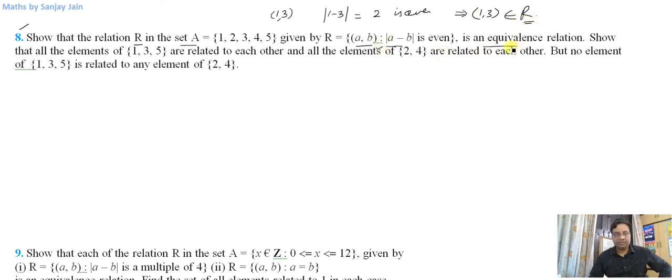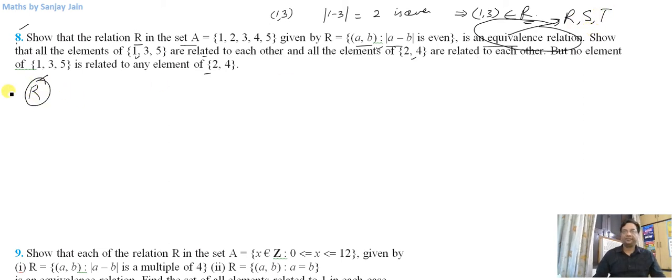We need to show that R is an equivalence relation, and show that all elements of this set are related to each other, and all elements of this set are related to each other, but no element of this set and this set are related to one another. Alright, so let us start with this portion. We need to show that it is equivalence, so we need to show it is reflexive, symmetric as well as transitive. First of all, let's check for its reflexivity.